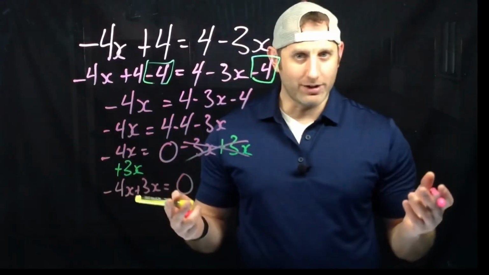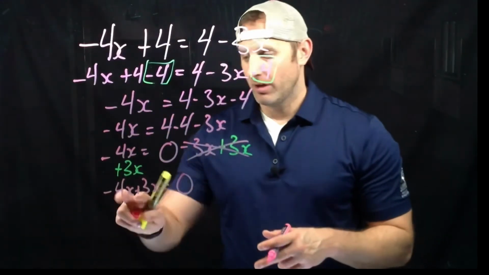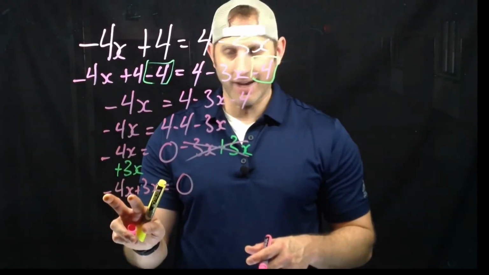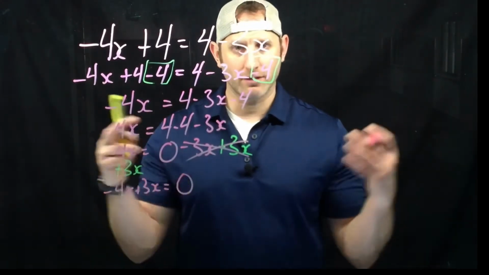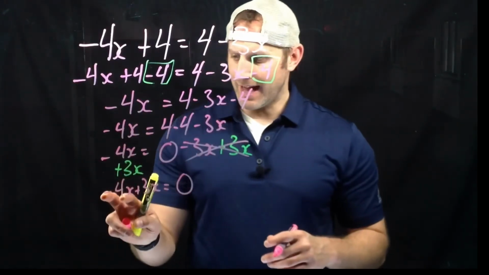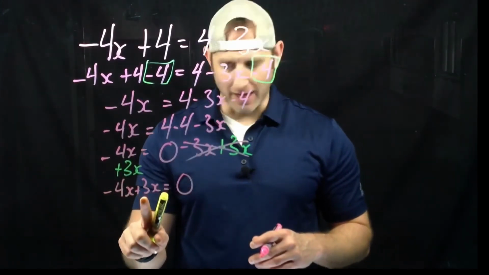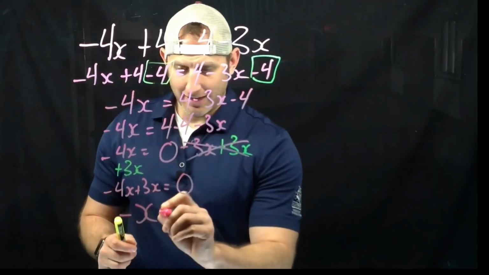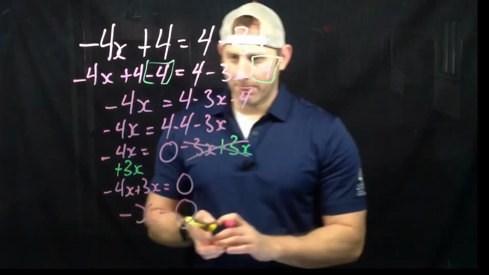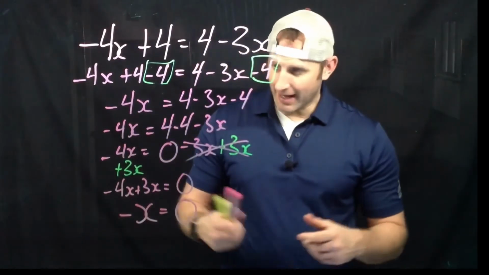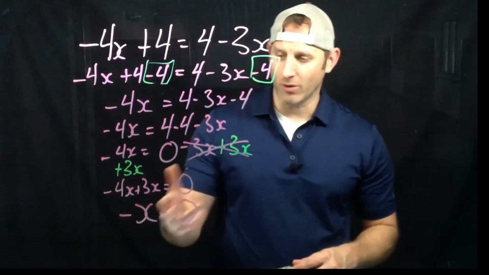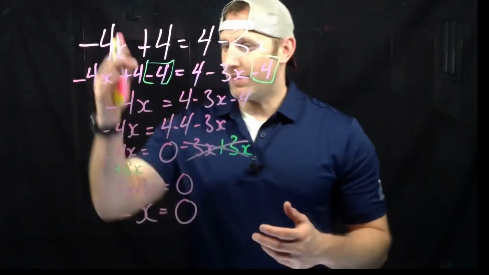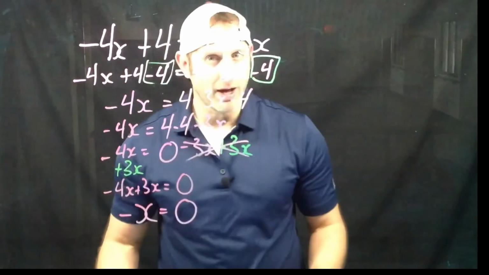And now what I want to do is, again, go back to the simplification process of this. I've got some groups of x, some more groups of x. Let's put all our x's together. Negative 4 plus 3 gives me negative x equals 0. And now what I've done here is I've solved the equation. I know that negative x is going to be equal to 0. And this, my friends, is pretty much what you have to do.